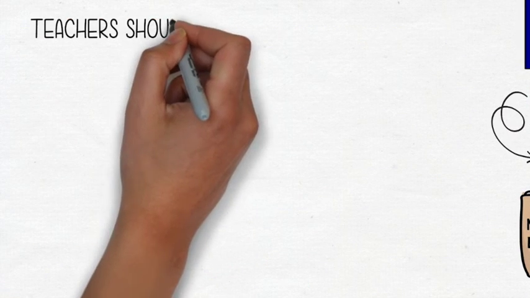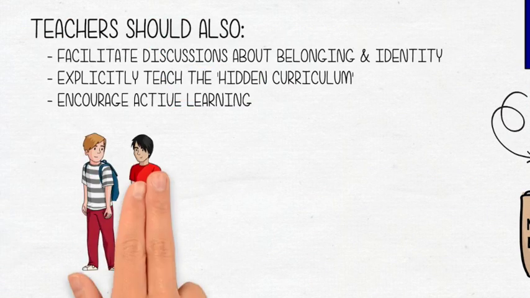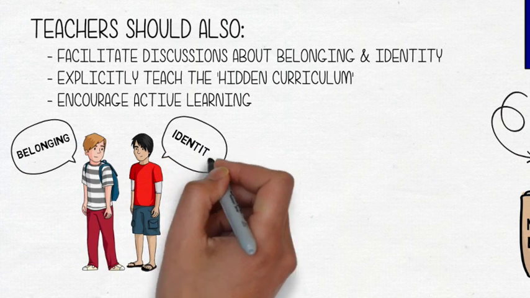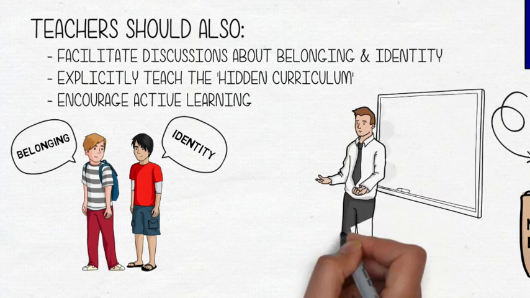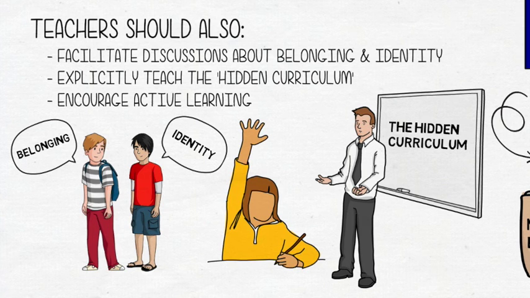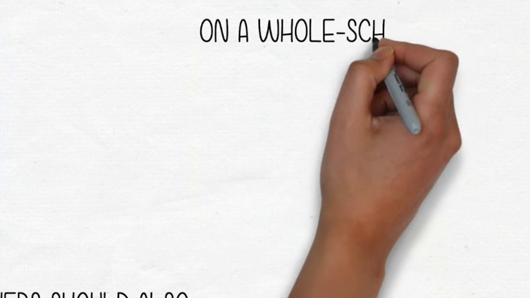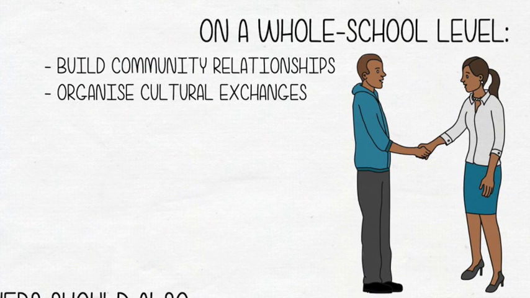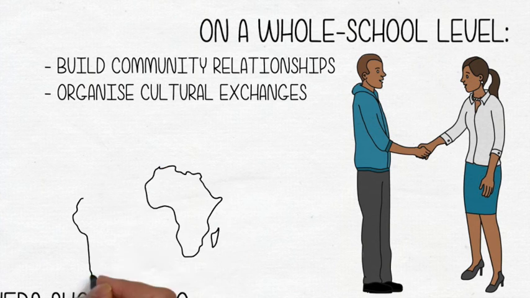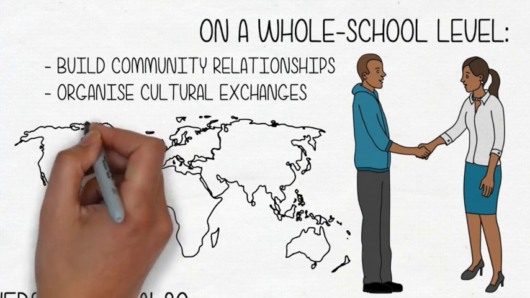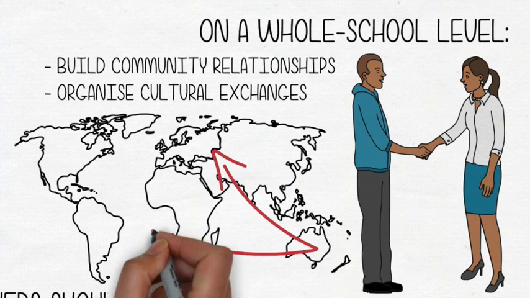Teachers should also facilitate student discussions about issues such as belonging and identity, provide explicit instruction in the hidden curriculum, and encourage active learning through which students are prompted to imbue new ideas with personal meaning. On a whole school level, teachers should build relationships with students' local communities, including parents and cultural community associations, and organise cultural exchange programs and establish connections with other schools internationally.